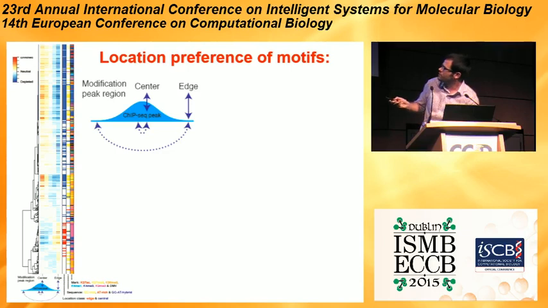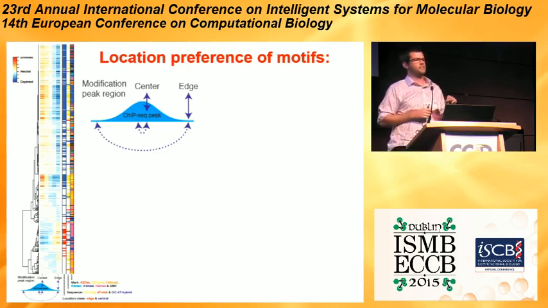And the central motifs, you could hypothesize maybe they bind at the center of the region, open up the chromatin, and recruit chromatin modifying enzymes. And the edge motifs, perhaps they're binding somewhere, forming a boundary, and helping to stop the chromatin modification spreading any further.